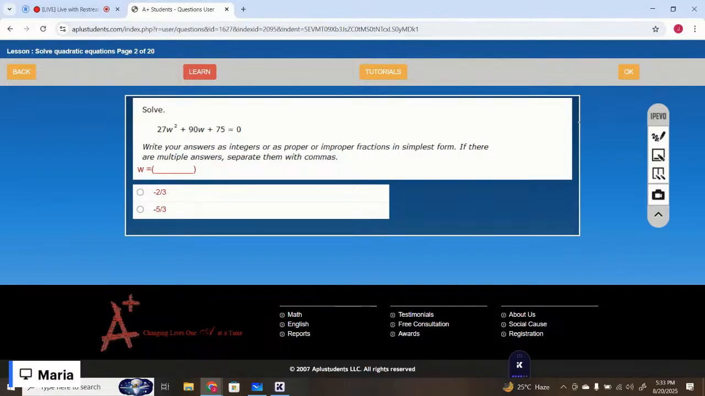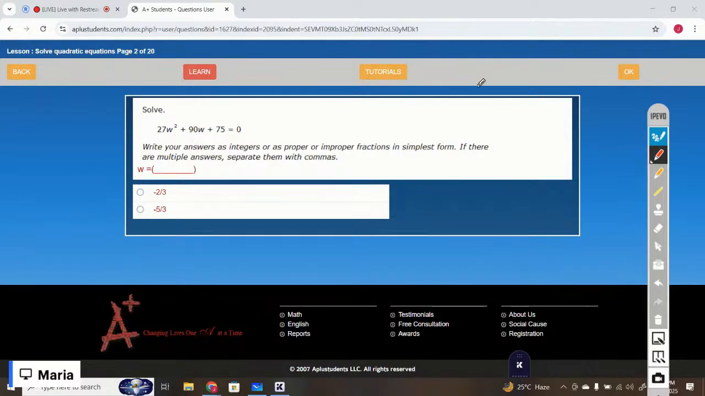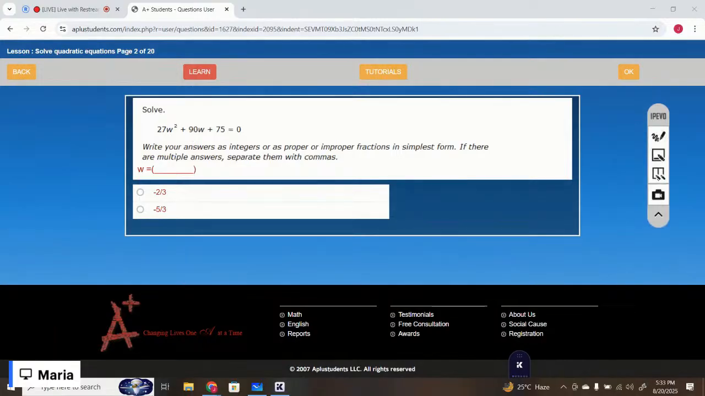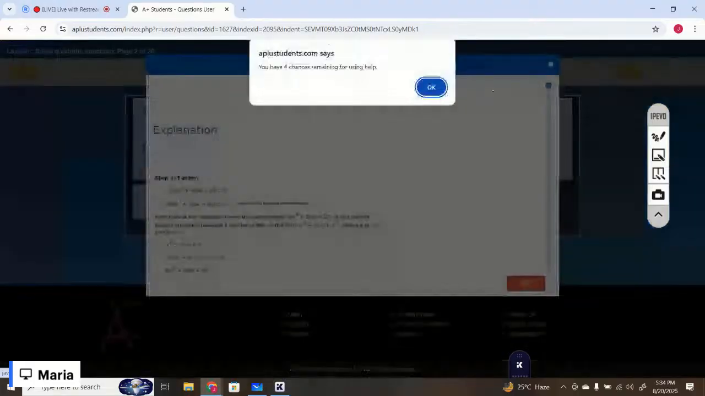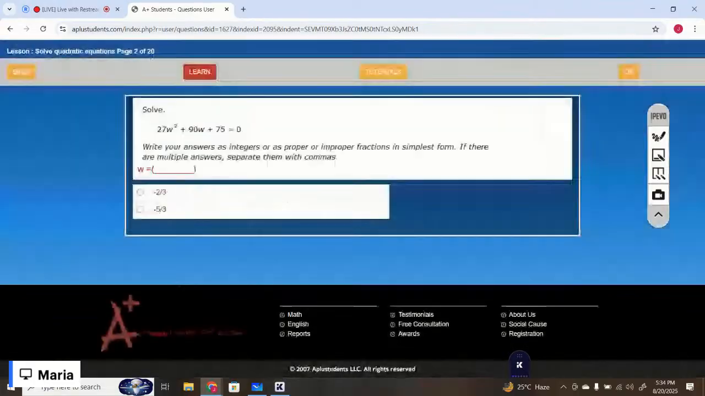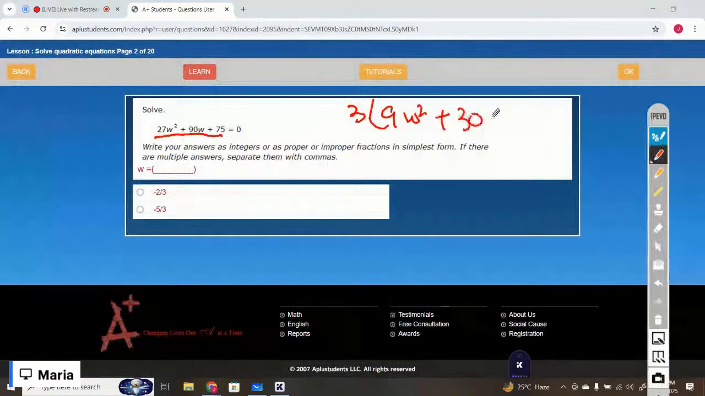27w square plus 90w plus 75 equals 0. So we need to take common 3 from here because all the numbers are multiples of 3. 3 times 9 is 27, 3 times 30 is 90, and 3 times 25 is 75.